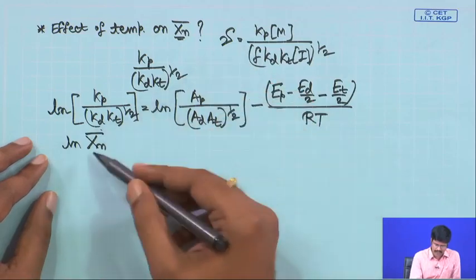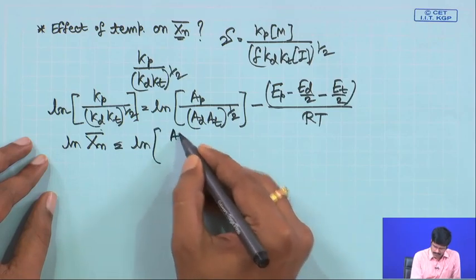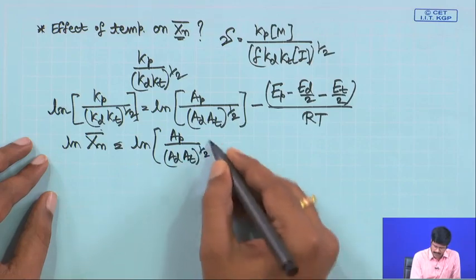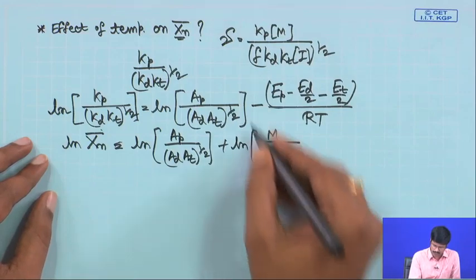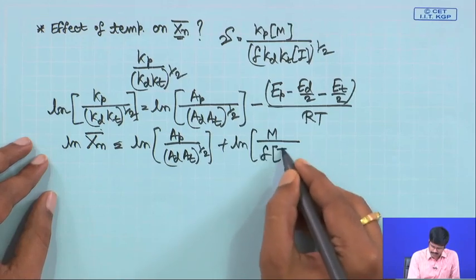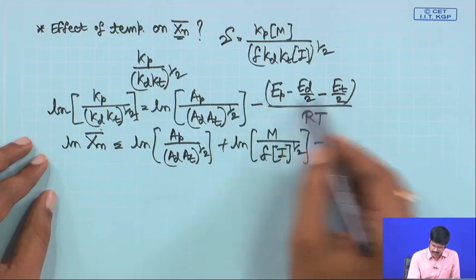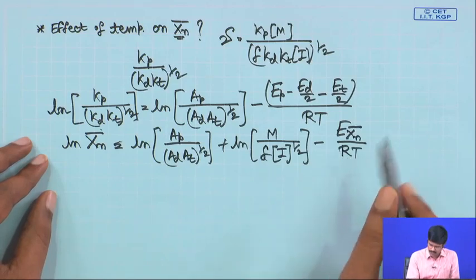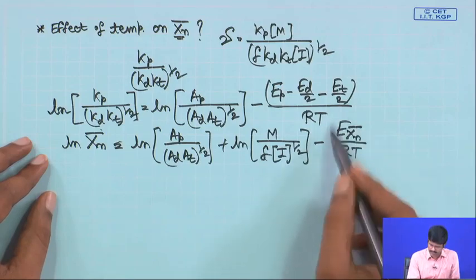If you are considering bimolecular termination and no chain transfer reaction, then Xn bar is directly related to your kinetic chain length, so ln Xn bar will be equal to ln of Ap divided by (Ad At) to the power half, plus ln [I] to the power half, and minus this term. Just consider that there will be another factor here, depending on whether it is disproportionation or coupling, but overall it is like that. You can actually term this as the overall activation energy for the degree of polymerization.